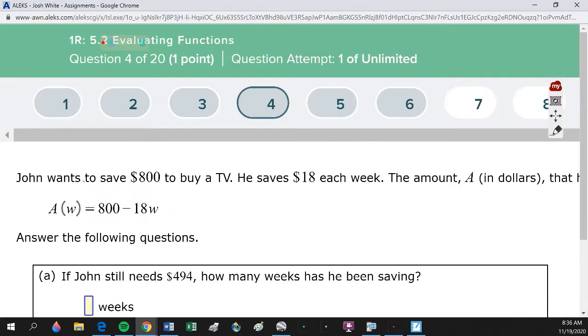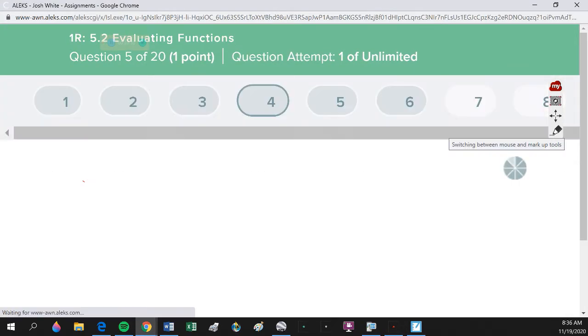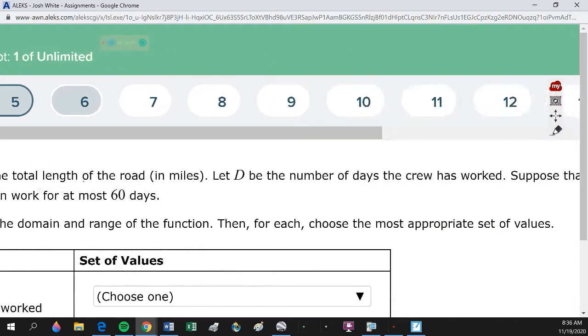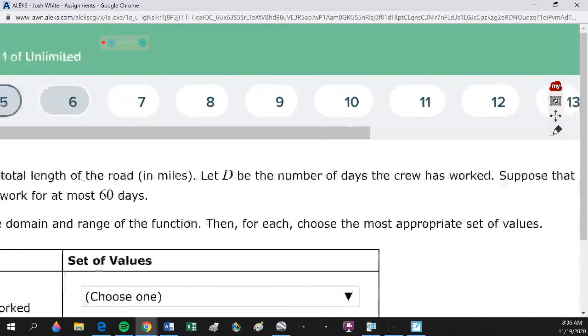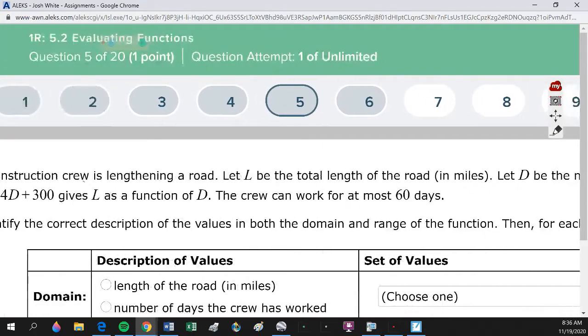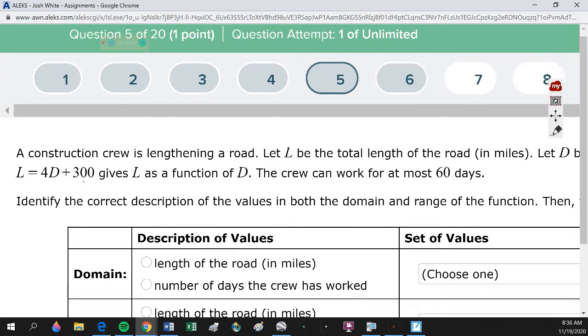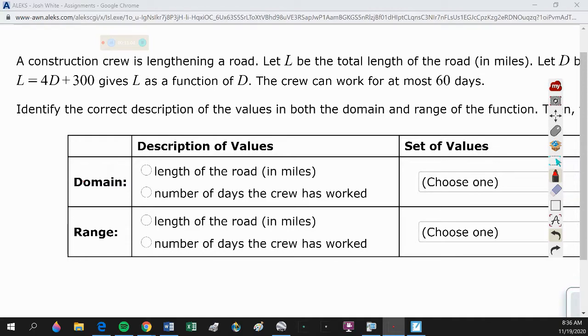All right, I believe this is the last one. A construction crew is lengthening a road. Let L be the total length of the road. Let D be the number of days the crew has worked. Suppose that function gives L as a function of D. The crew can work for at most 60 days. So we're building a road from this city to this city.